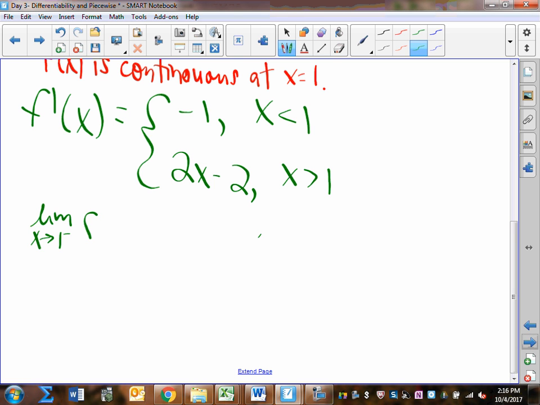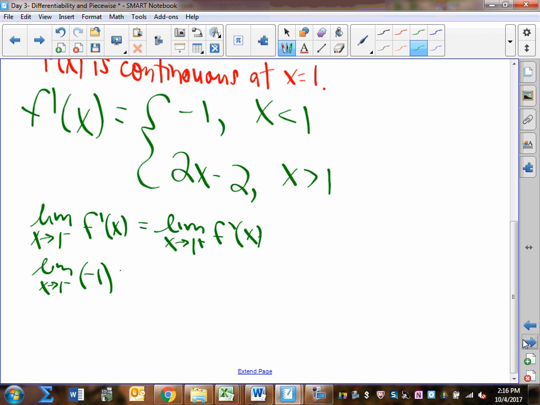Alright, so we're taking the limit of my derivative. I feel like I should go ahead and specify, since we're now using two different functions, that we're working with the derivative here. x approaches 1 from the left of -1. And we're checking this, right? So I don't know that they're equal. I need to put that question mark, to indicate that I don't know that they're equal. That's what I'm checking to see. My limit is x approaches 1 from the right, 2x minus 2.